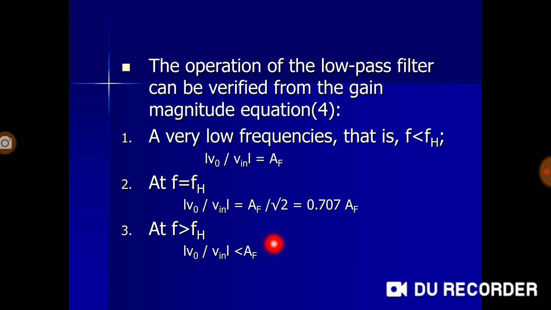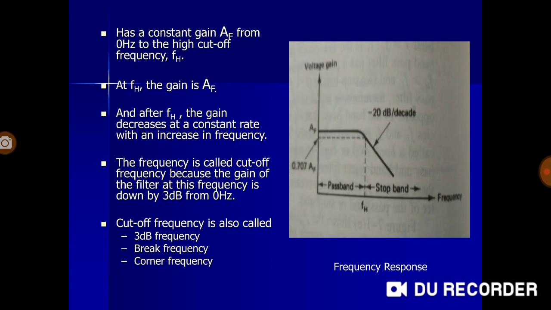So we can observe the behavior of the gain with respect to frequency, which is the frequency response. For frequencies below the cutoff frequency, the gain is at a constant value AF. At the cutoff frequency, it is at the value of 0.707 of AF. And as frequency increases beyond fh, the gain is getting lesser and lesser. That is how we will see the response. This is what we are talking about.